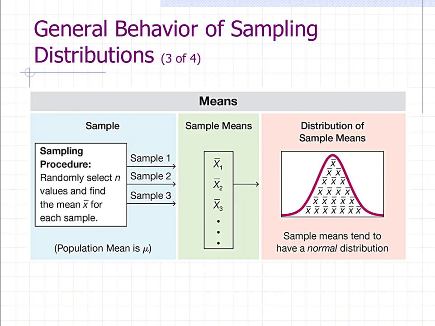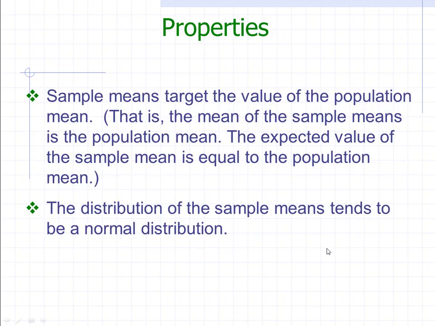If your sample size is big enough, even for very non-normal distributions, the distribution of the sample means will be normal, and then we can use the strategies that we used in the last section to find probabilities. So sample means target the value of the population mean, and the distribution of sample means tends to be a normal distribution.